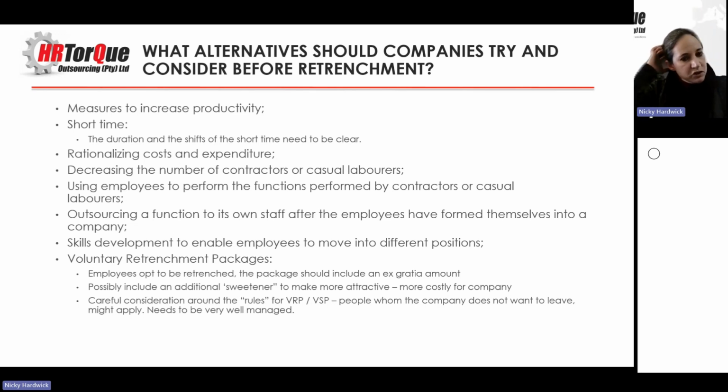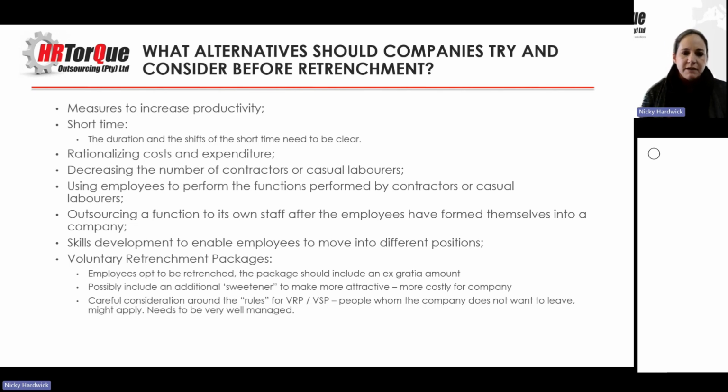The challenge with the voluntary retrenchment is that you need to be very careful about the rules for who can apply for this. What may happen is people who you don't really want to leave may end up taking the voluntary retrenchment or opting for it. And so when you decide to offer voluntary retrenchment packages, you need to be very specific about the rules, about who can apply and who cannot apply, for argument's sake.